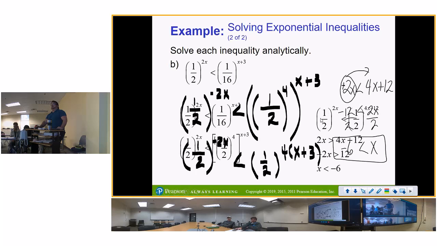And they get negative 6. X is less than negative 6. X is greater than negative 6. All right, we'll worry about that later. I don't know why. Where did I mess up? X is greater than negative 6. Okay. Oh, wait a minute.